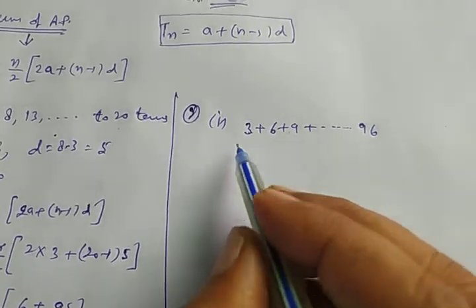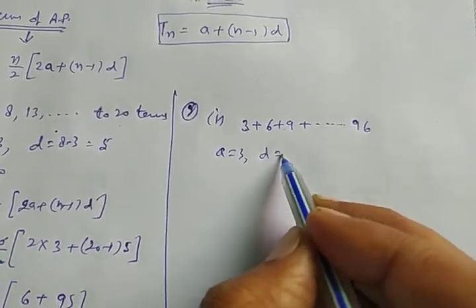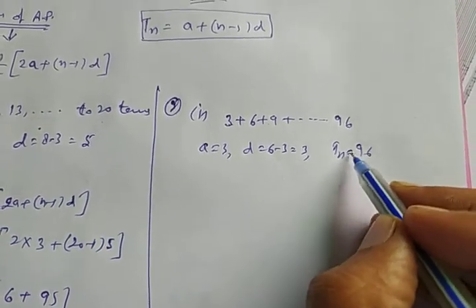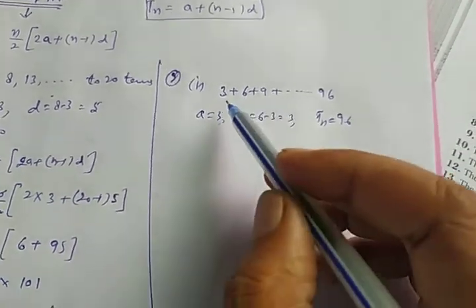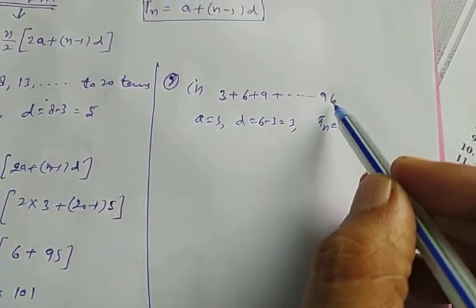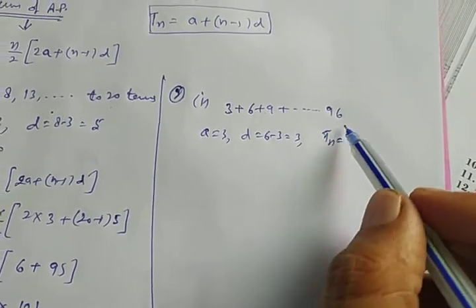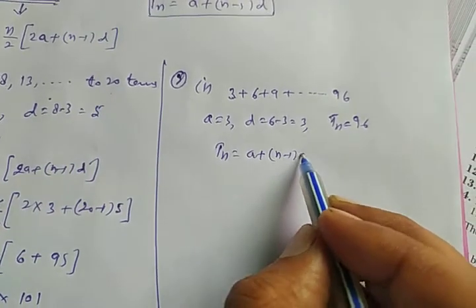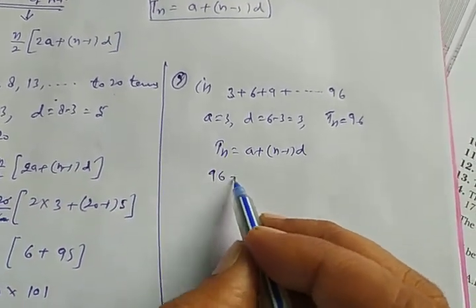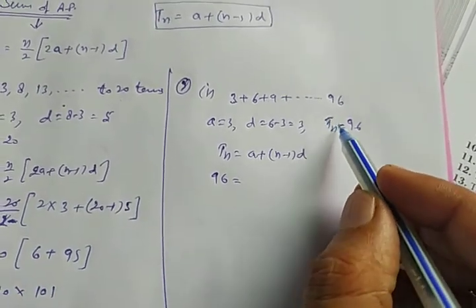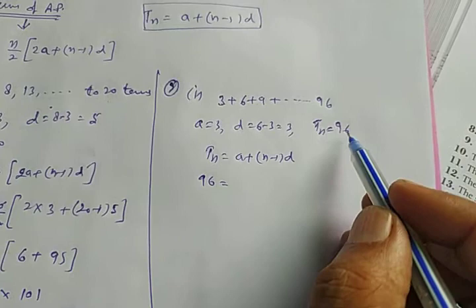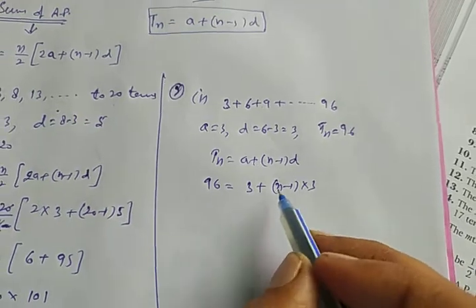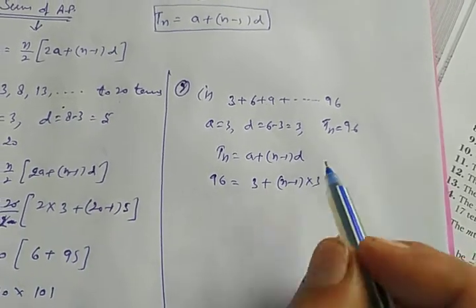How to find? Simply a is equal to 3, d is equal to 6 minus 3 is equal to 3, and this 96 is Tn, the nth term of the series. Suppose the series contains 15 terms, then this is the 15th term of the AP. This time we don't know, that's why we are writing Tn. Now apply the formula for Tn. Tn is equal to a plus n minus 1 into d. This is 96. Tn is the value of the term, n is the number of the term, which term it is. a means 3, plus n minus 1 into d means 3. You will calculate n, which term is 96.